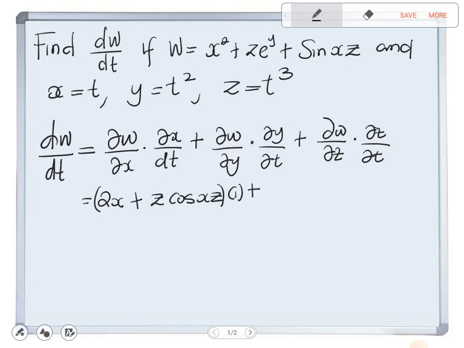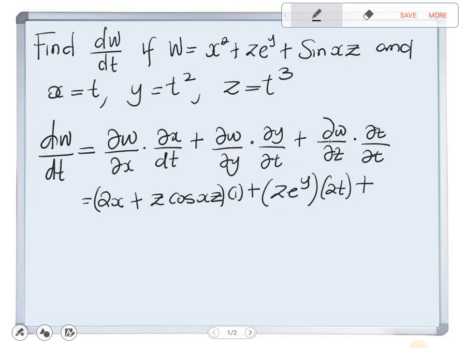Plus, differentiating w with respect to y, this will go. Even this one will go because there's no y. So we have this term here, z e to the power y. Differentiating it with respect to y, the derivative of e to the power y is just e to the power y, so this will still give you z e to the power y, which we are multiplying by the derivative of y with respect to t, which will be 2t.